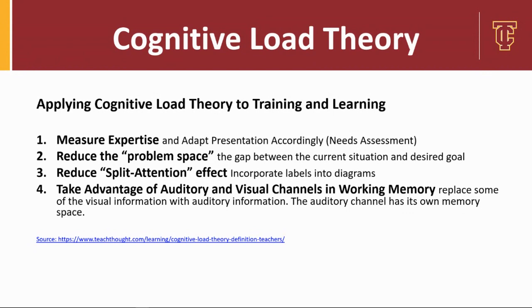Like, what do you already know about geometry? It's not that they have to know a lot, but it's a way of getting them thinking about it. It's a way, of course, for you as the instructor to know what they already know. Students are starting to get into that zone, then reducing that problem space between their current skill set and the desired goal. We've mentioned already reducing the split attention effect, but also taking advantage of different ways in which we process memory, our working memory, auditory and visual. The auditory components have their own memory storage, if you will. So we should take advantage of that.